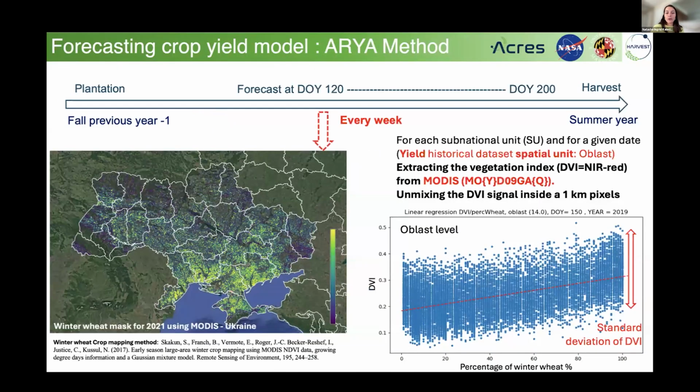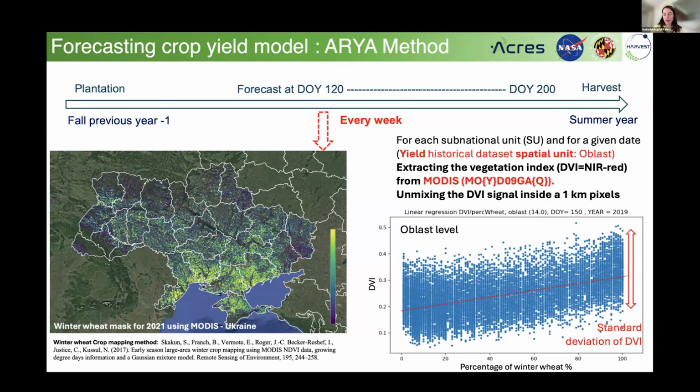So once you have a crop type mask, here it's above Ukraine, a winter wheat crop mask for 2021 built with MODIS, you can extract over every oblast, over every pixel, the parameters that you want, from the surface reflectance. In ARYA, we use the vegetation index, the DVI, and we extract the DVI over every pixel for each oblast, because the oblast in that case is the spatial unit of my yield dataset. I have 20 years of yield data for each oblast.